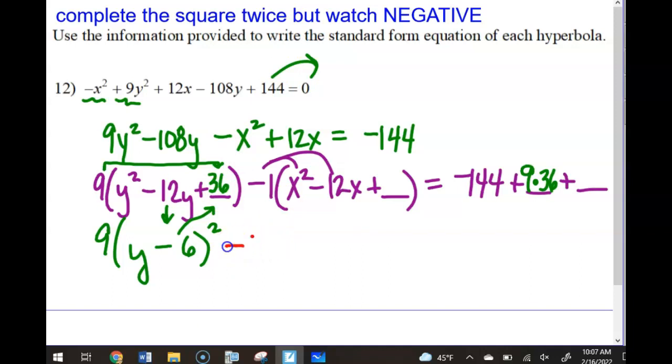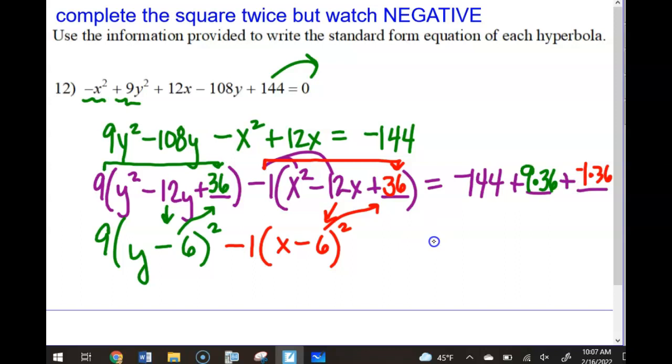All right, then we have a minus 1. And we take half of this minus 12. Remember, it became negative because we took out a negative. So it's a minus 6 again. And so back in this blank goes a 36. But is it a positive 36 when we add it to the other side? It is negative 1 times 36. So we're going to put plus negative 1 times 36. You know what? I think this is going to come out weird. Try this, guys. Negative 144 plus 9 times 36 plus negative 1 times 36.